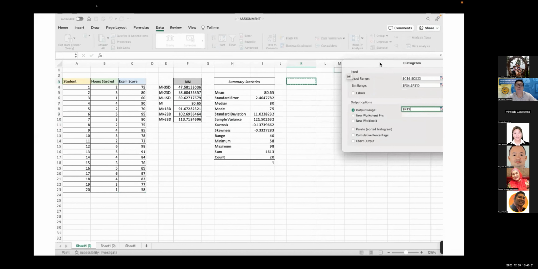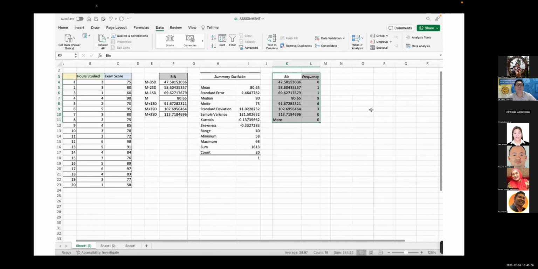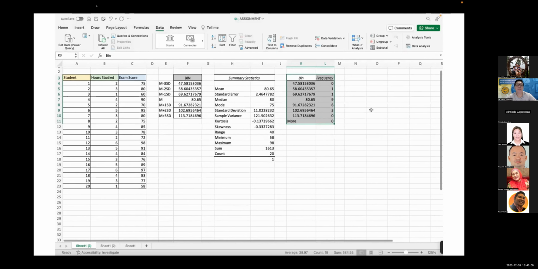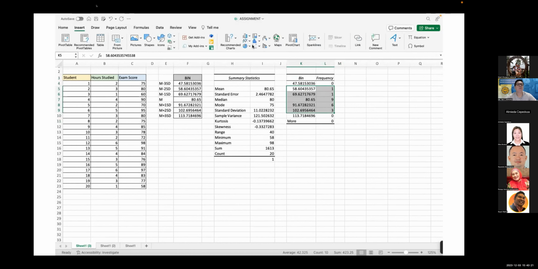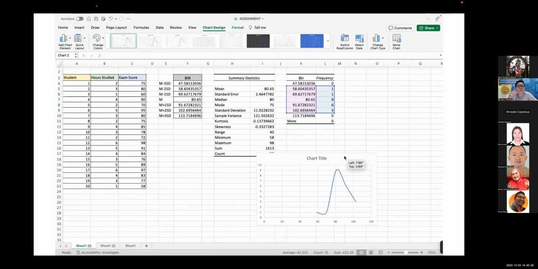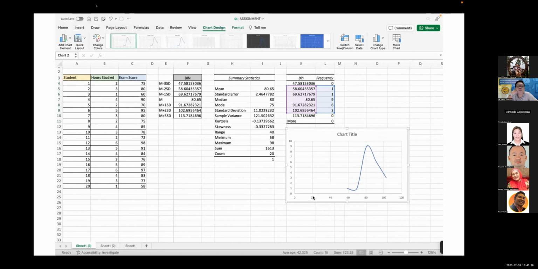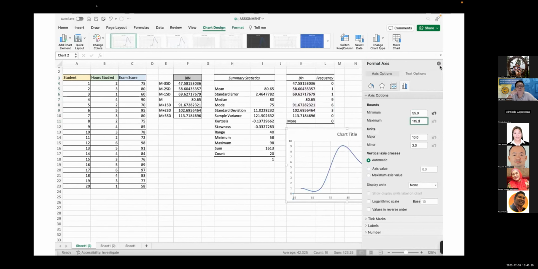Then our output range. So this is our histogram with the mean and corresponding frequency. The last step is to insert a bell curve. This is done by inserting a scatter plot. So insert, then the scatter plot icon, and then this one, and then there. The scatter plot is given, and then we will change our minimum value to 55 and maximum value to 115.